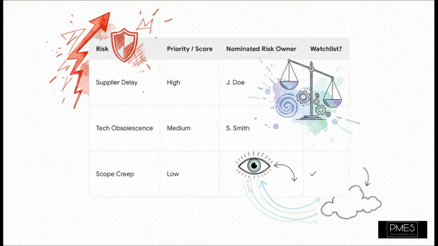Every risk now has a clear priority or score. A specific owner has been assigned to plan a response, and that creates accountability, which is huge. And just as important, the low-priority risks aren't just forgotten. They're placed on a watch list so you can keep an eye on them.